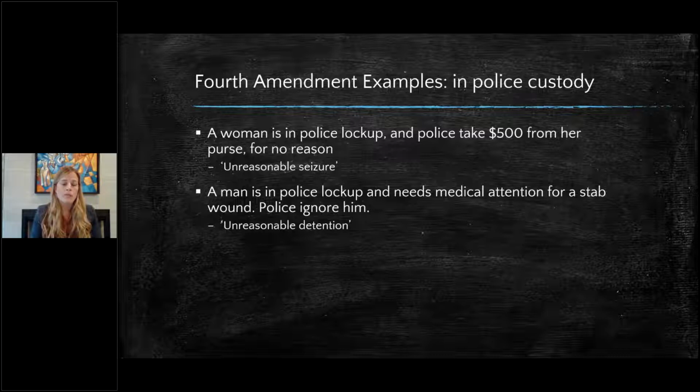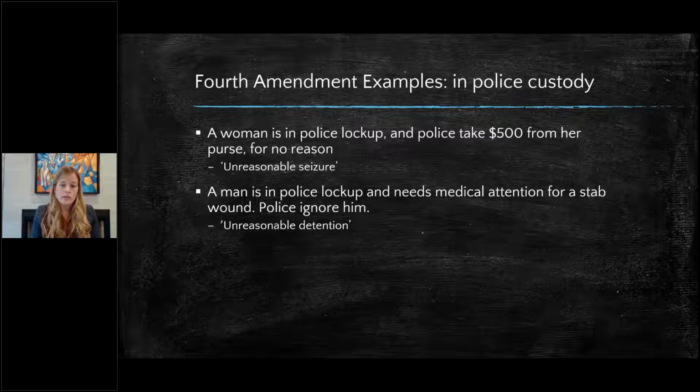So we have seen people who go to police lockup, and the police, while they're there booking them, take money from them for no reason at all, and don't document it, obviously. That's an unreasonable seizure. The police officers did not have the right to seize the person's property. Another example is a person being in police lockup and needing medical attention. The Fourth Amendment protects a person's rights when they're in police custody. They have a right to medical attention, reasonable medical attention.